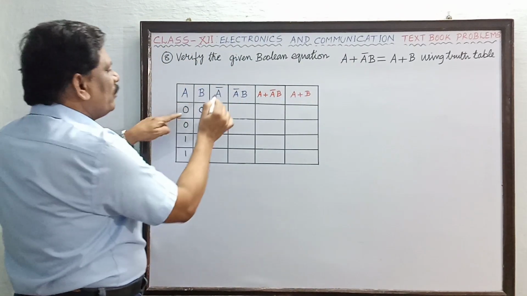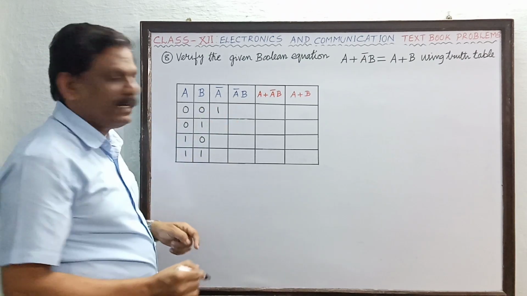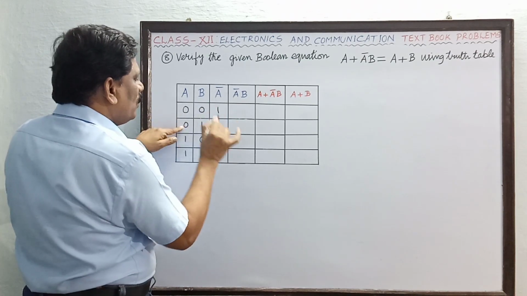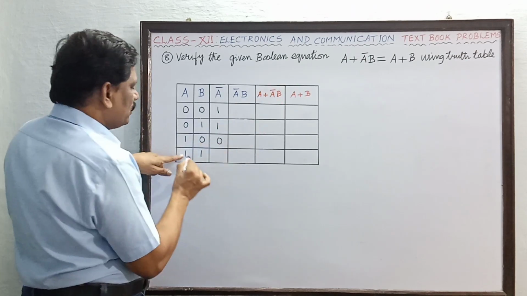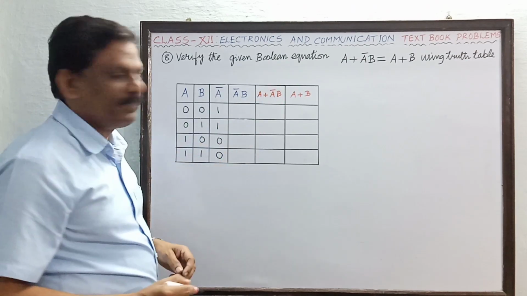If A is equal to 0, A complement is equal to 1. Similarly here also 1. When A is equal to 1, A complement is equal to 0. So here also it is a 0.